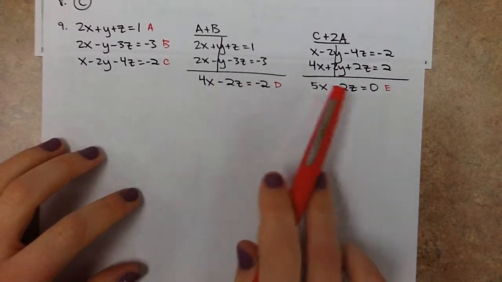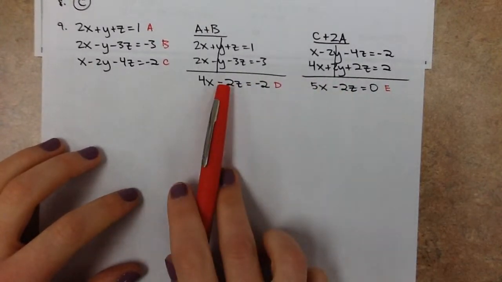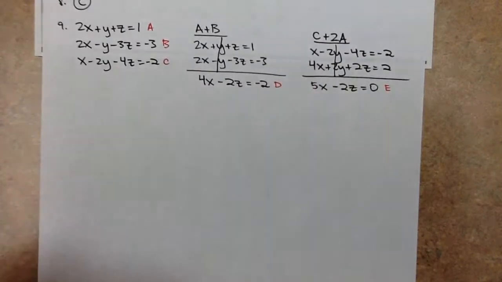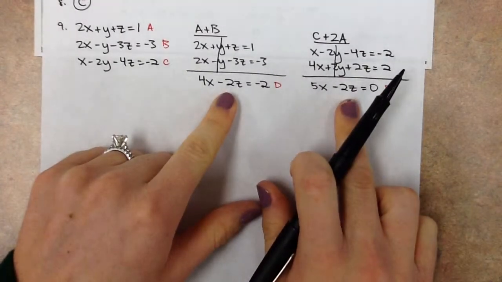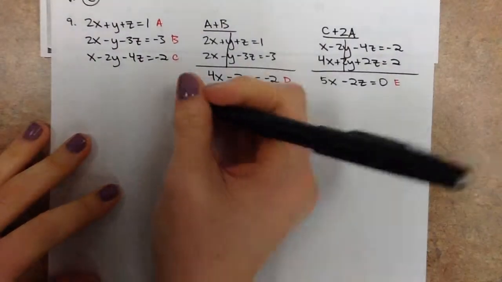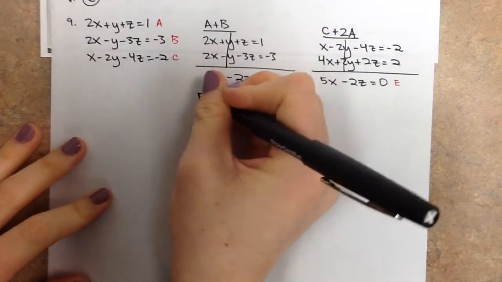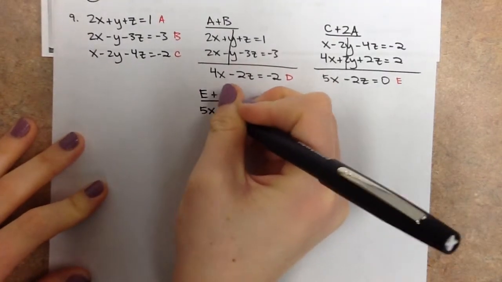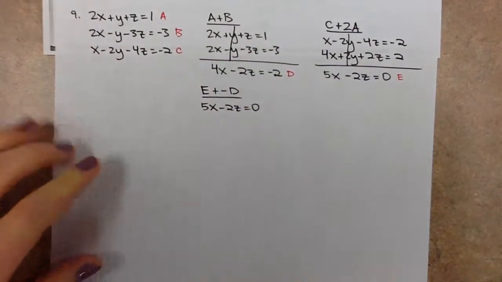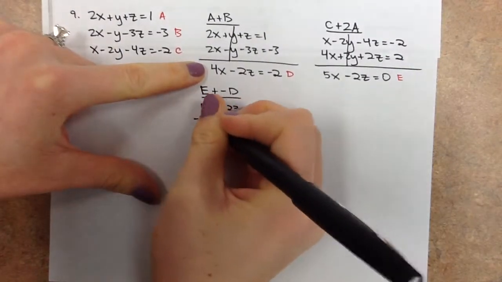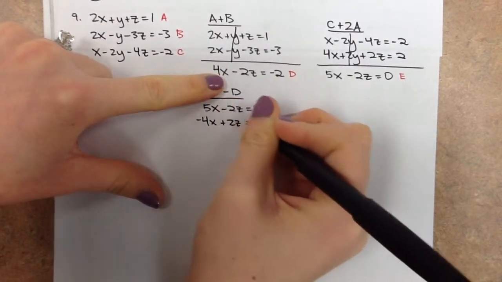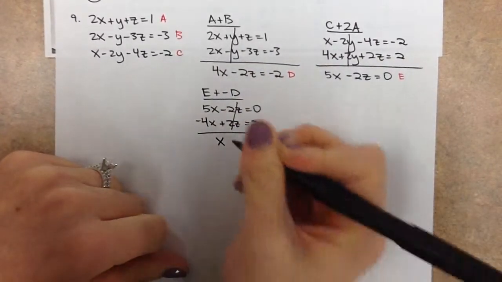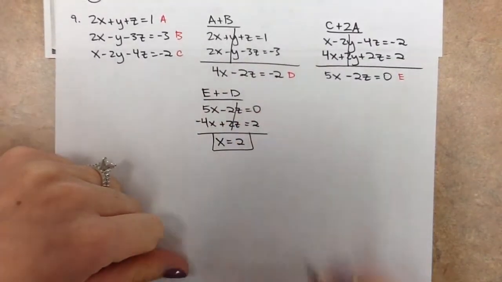So look at z. Z is much, much easier to eliminate. This is a negative 2z. This is a negative 2z. These are a lot less easy to eliminate in this step. So if I could just make one of these positive, then I'll be good to go. So let's leave E the way it is and then combine it with a negative version of D. So E, just the way it is, negative version of D. So a negative 4x, a positive 2z equals positive 2. So the z's will eliminate. Here I get x equals 2. So that's my first answer.